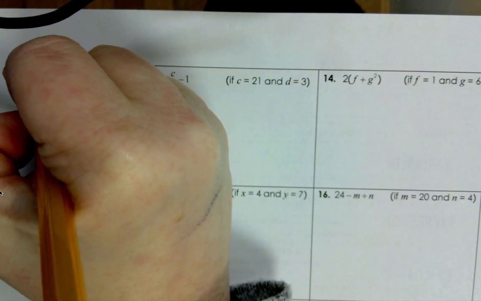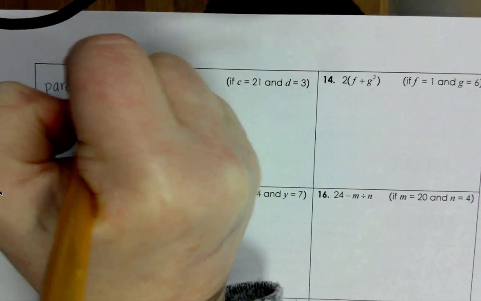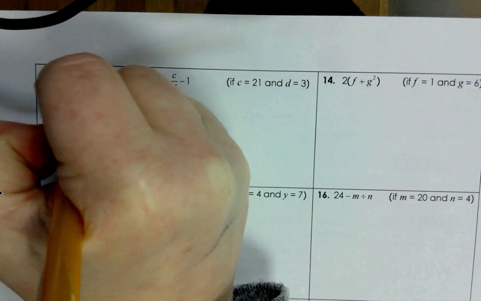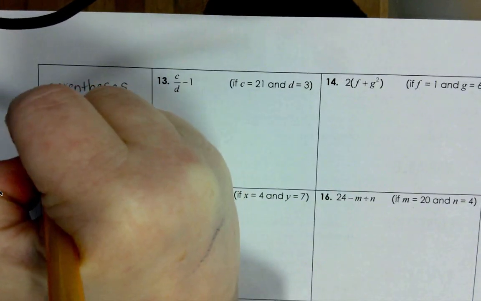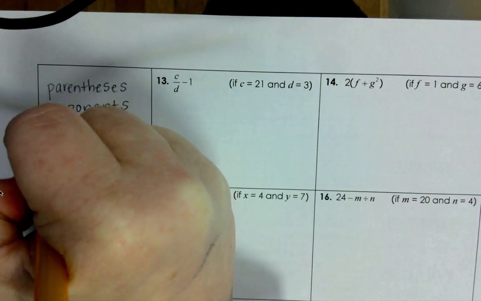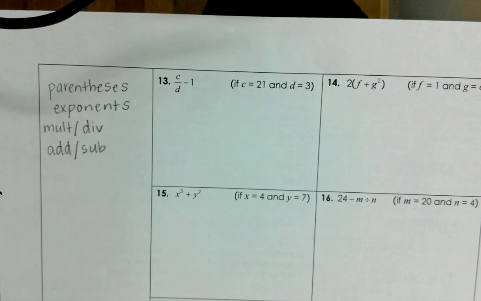We're going to rewrite our order of operations. It's Collins, I know. Parentheses, exponents, multiplication, division, and subtract. Right?